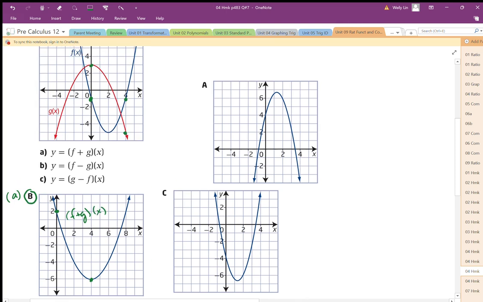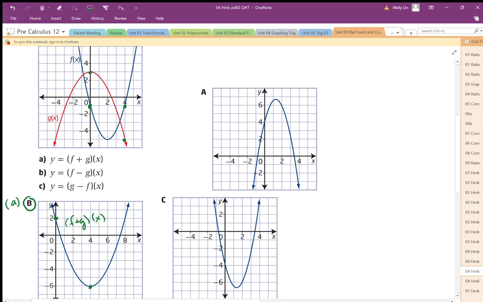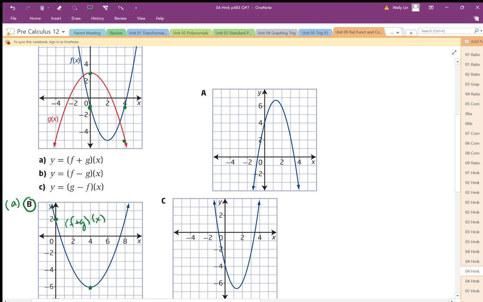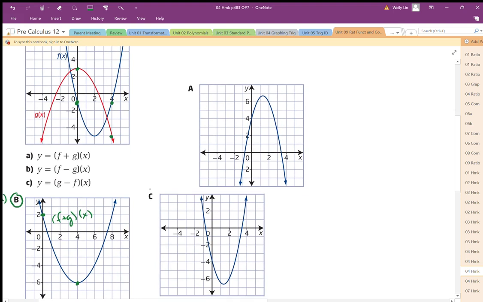Looking at f minus g, f has a positive leading coefficient and g has a negative leading coefficient. If we subtract g from f, we end up with a positive minus a negative, which means we're going to have a positive leading coefficient. So C should match the graph of B. So the function B should match the graph of C.